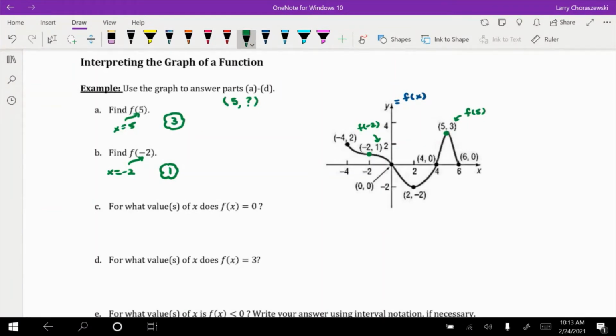Now for C and D, they actually provide us with specific y values. And let me explain why. Keep in mind that function notation, f of x, replaces the variable y. So to say that f of x is equal to 0 is equivalent to saying that y is equal to 0. So in this instance, we want to look for any points that have a y coordinate of 0. And then whatever the x coordinates are, those are going to be our answers. Okay, are there any points on this graph with a y coordinate of 0?